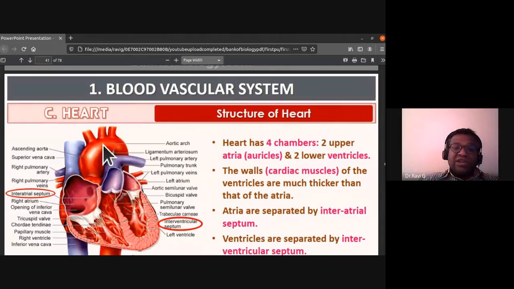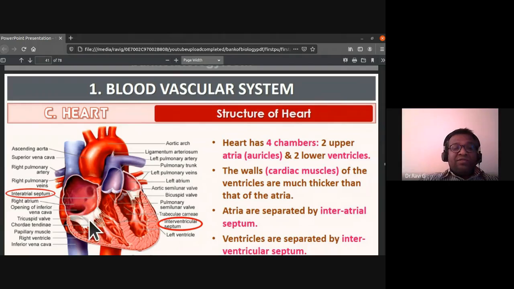You can see this reddish colored one, the aortic arch. They pump the blood into the aortic arch, and the aorta supplies blood to all parts of the body. Since the left ventricle is more muscular, it can pump the blood to all parts of the body through the aorta. So that you have to remember.